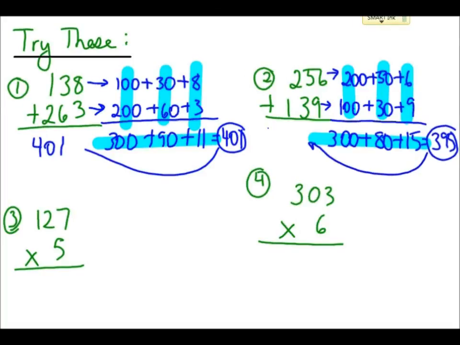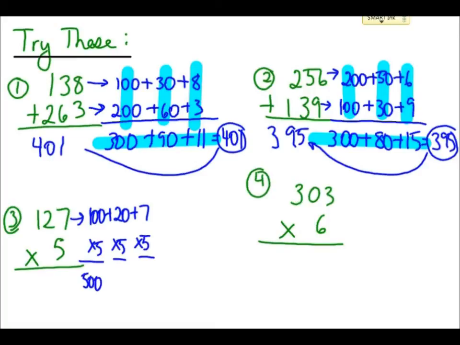Let's do the multiplying ones now. Remember, when you're multiplying, you're talking groups of. So I'm going to expand the 127 into 100 plus 20 plus 7. But I need 5 groups of 100, and I need 5 groups of 20, and I need 5 groups of 7. When I do 5 groups of 100, it gives me 500. 5 groups of 20 is 100, and 5 groups of 7 is 35. So now I'm going to add those together. 500 plus 100 plus 35 equals 635.